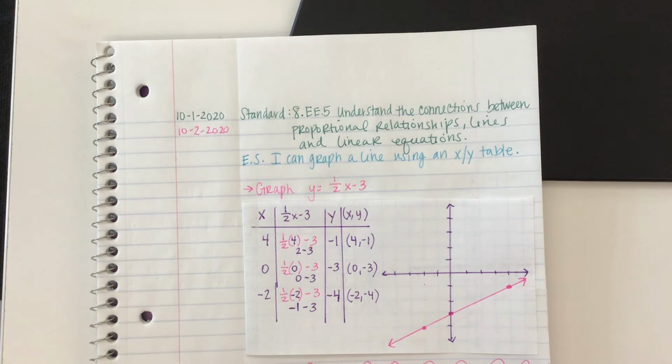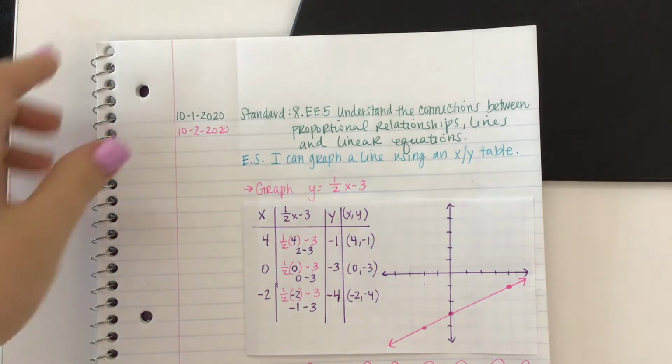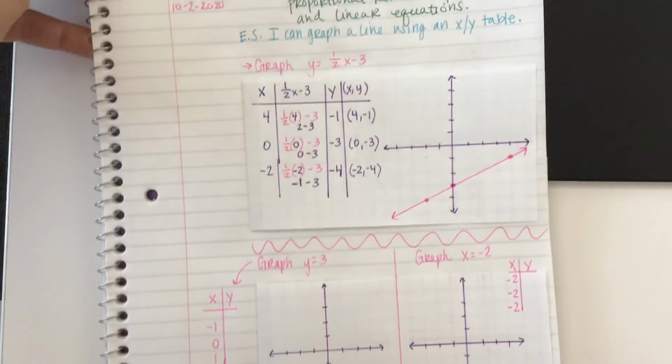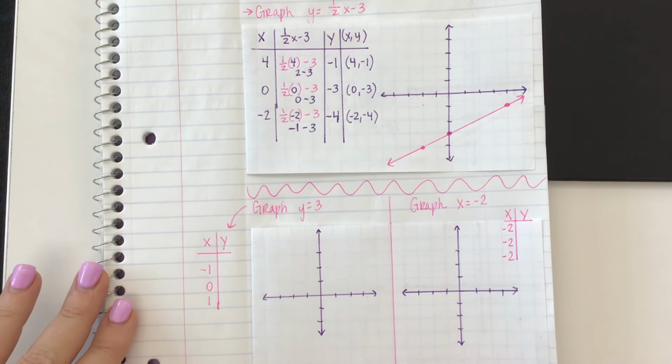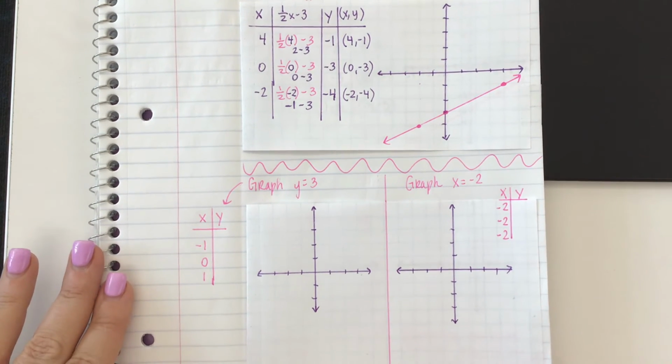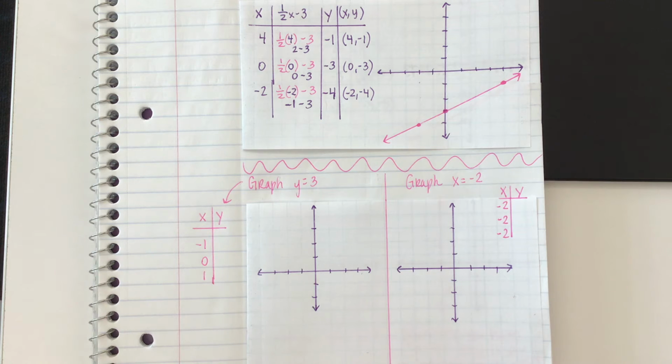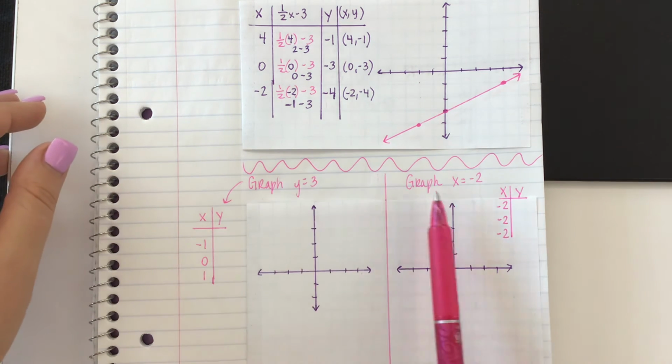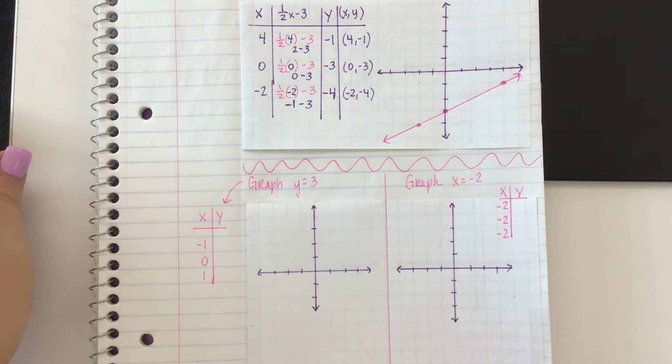Okay, so the next two examples are actually slightly different. They should be a little bit easier because there's less work involved, but hopefully they don't confuse you too much. All right, so go ahead and split the bottom of your page of your notes into two. We're going to do two examples. The first one is graph y equals 3, and the second one is graph x equals negative 2. Feel free to pause the video at any time to write these down.